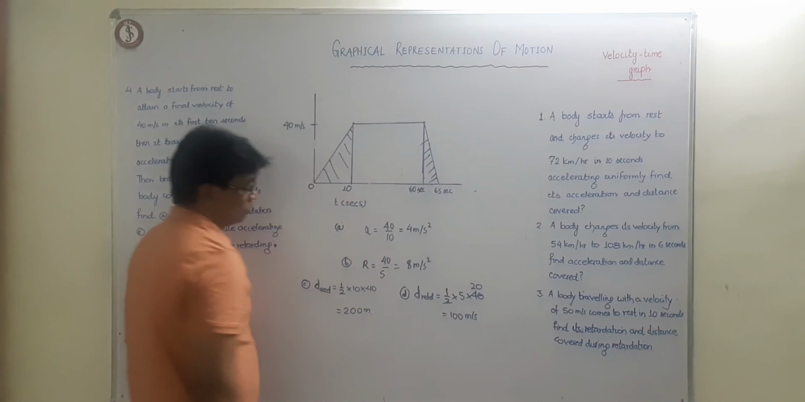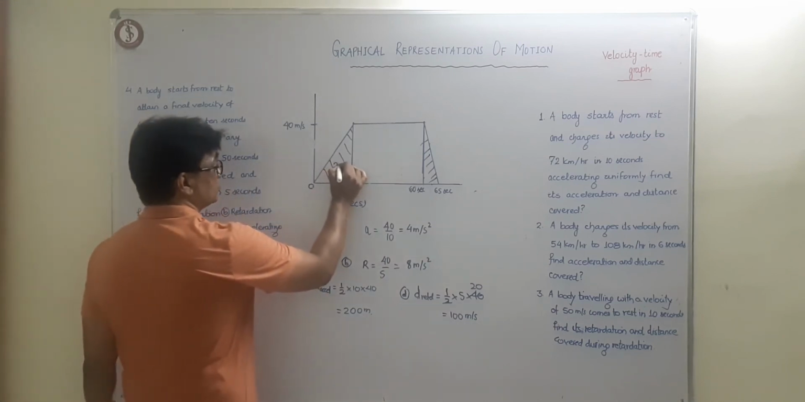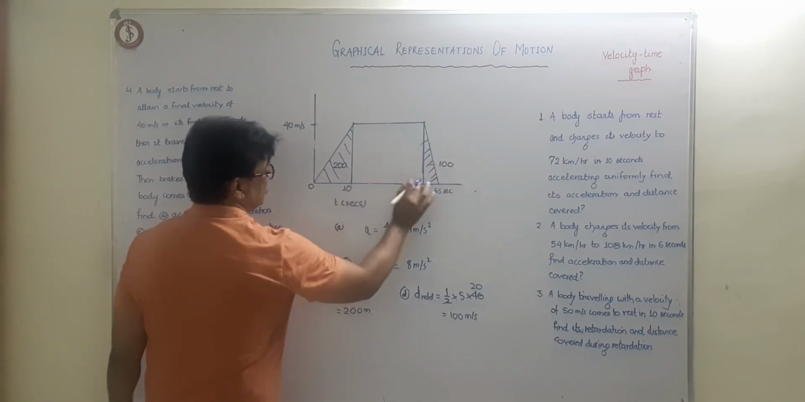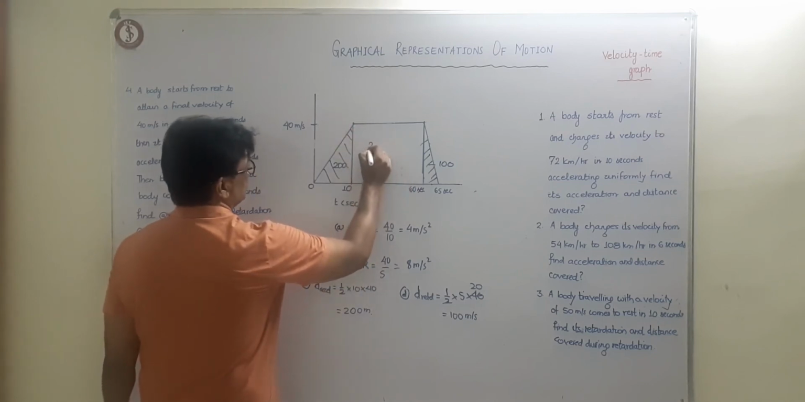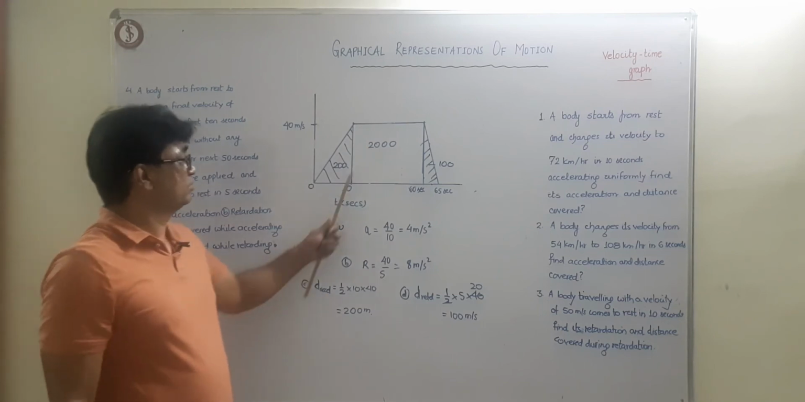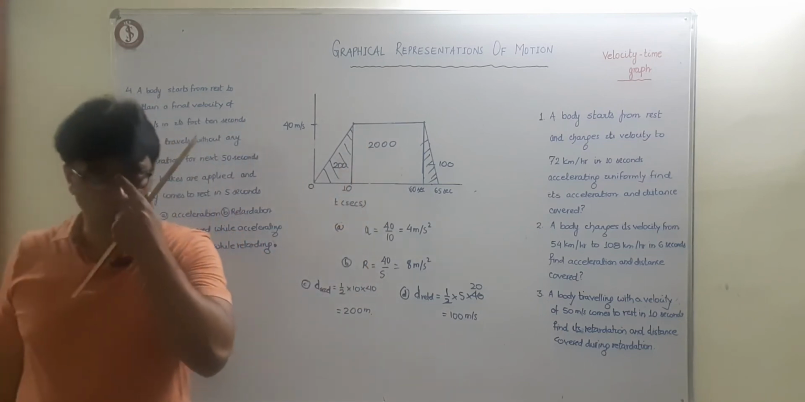Suppose they would have asked the total distance covered. So we have got this as 200, we have got this as 100, and this is 50, 60 minus 10. So this length is 50 into 40. So how much will this be? 50 into 40 is how much? 2000. So total distance covered will be 2000 plus 200 plus 100. That means 2300 meters. Thank you.